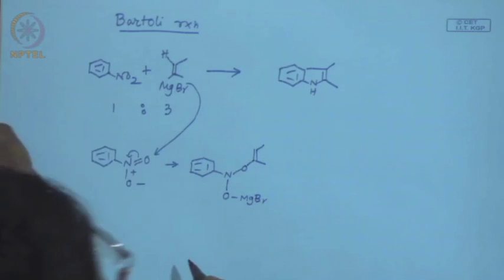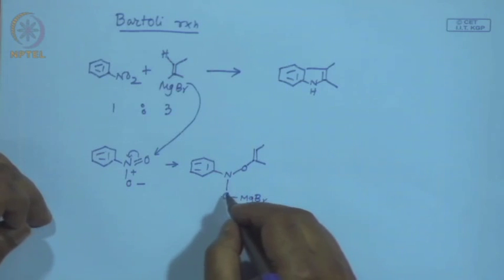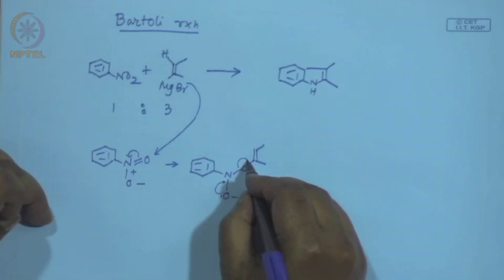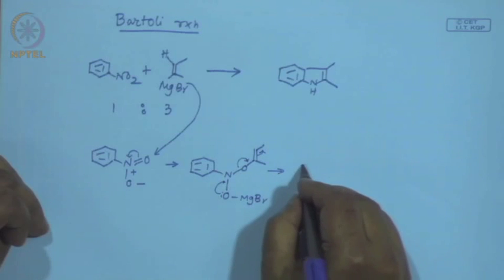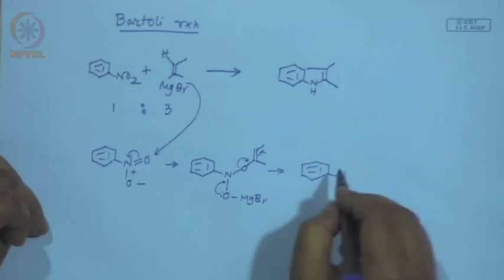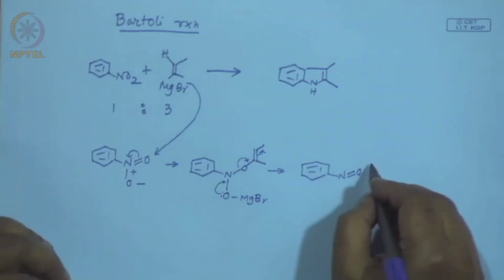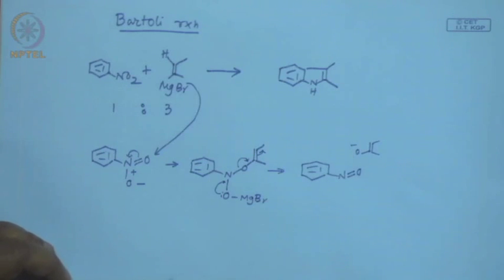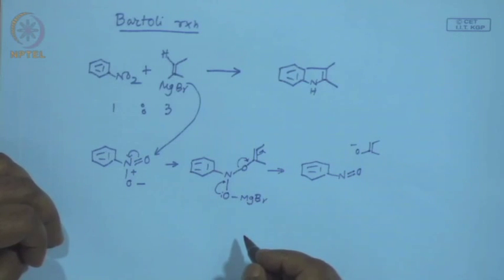Then what? Then this oxygen is picked up by the vinyl Grignard, the vinyl portion rather. And what you will find is a nitroso compound, and of course the other portion would come out as oxygen minus, an enolate. So essentially what you get is nitrosobenzene as the intermediate.